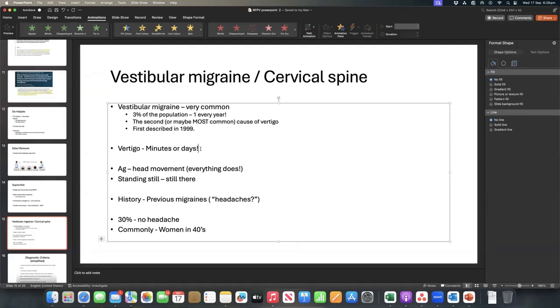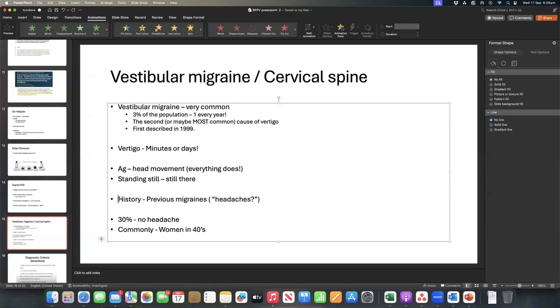Vestibular migraine can look like that, but generally speaking, it lasts a bit longer. It will be brought on by head movement, but everything is aggravated by head movement. If someone has a cerebellar stroke, it will also be aggravated by head movement. So vestibular migraine generally lasts a little bit longer, but standing still, it's kind of still there. It's not as intense as a BPPV, and then sort of goes to kind of nothing. It's a little bit more consistent.